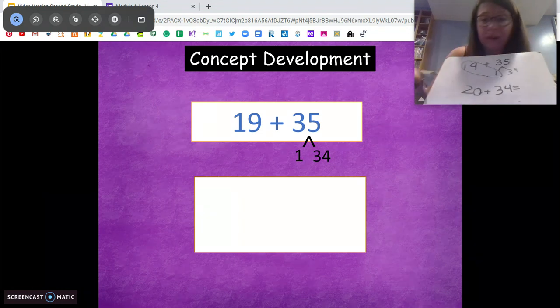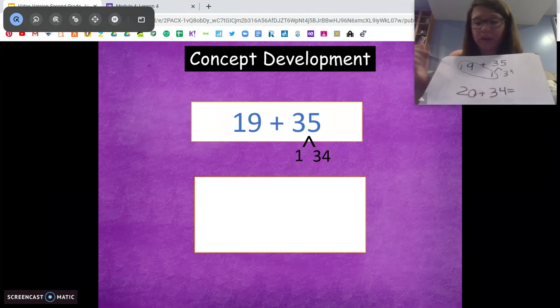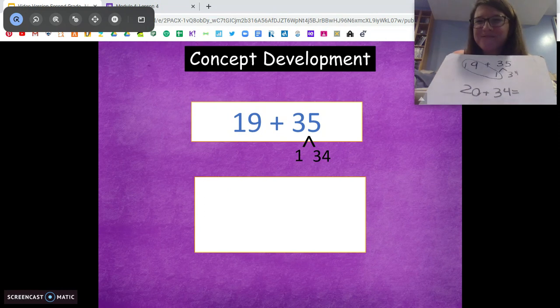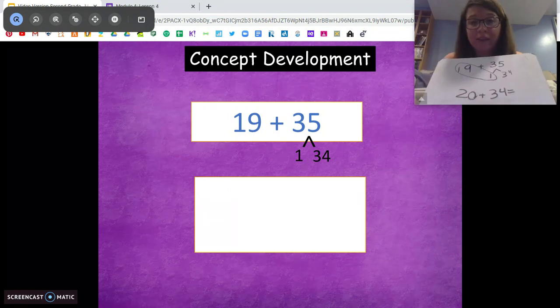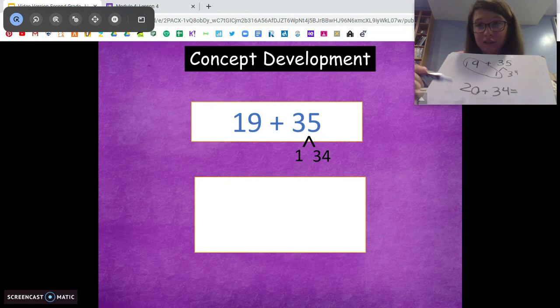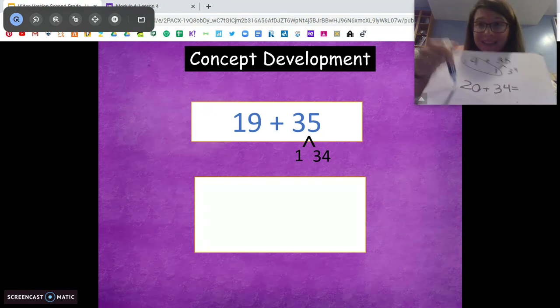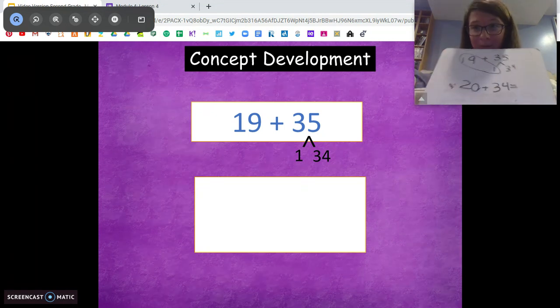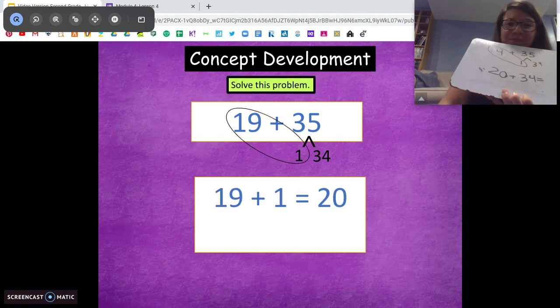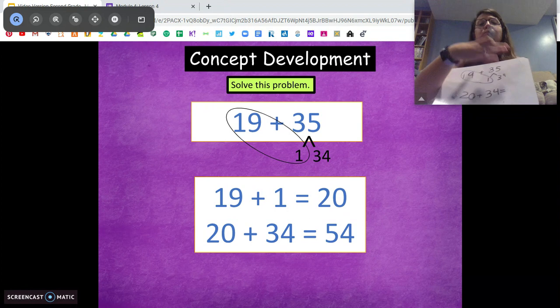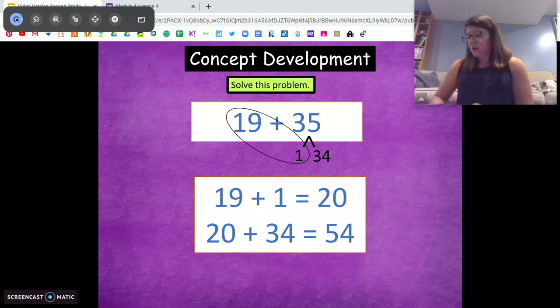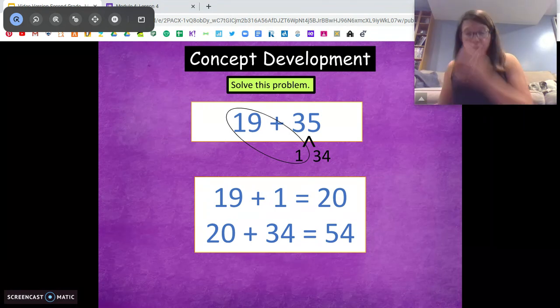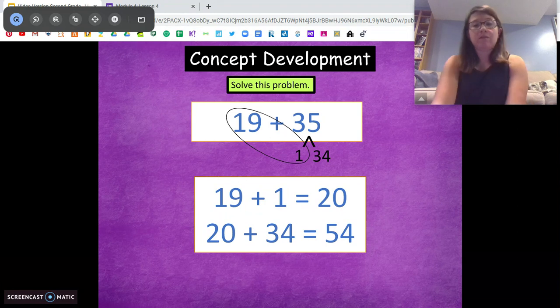20 plus 34 is equal to 19 plus 35. Just written differently, made into a 10, so it's easier for us to add. This is so much easier to add, right? What's that? Yeah, 54, you got it. So much easier. We're just moving the numbers around, making a 10, making an equivalent problem so that it's easier for us to add. All right?